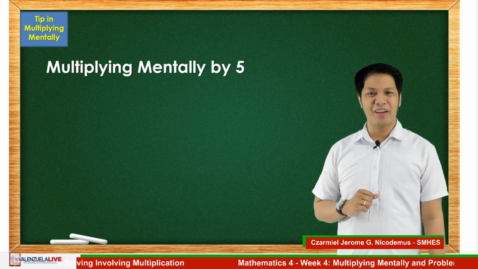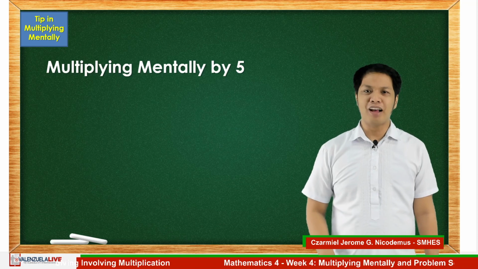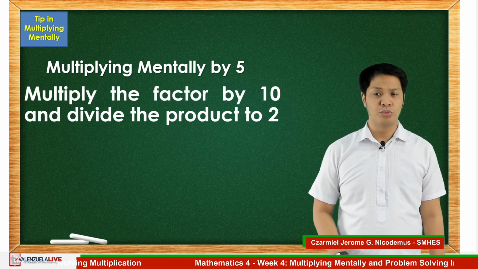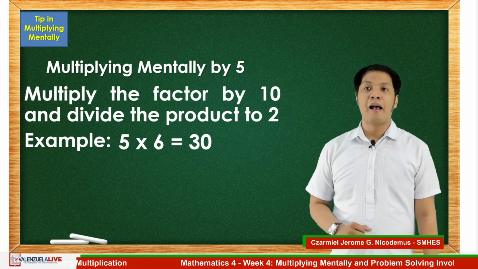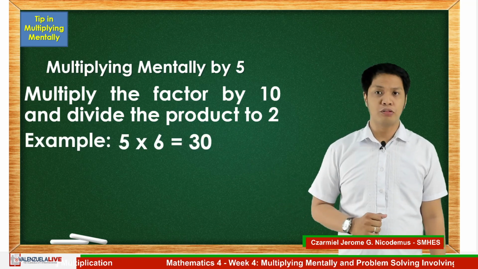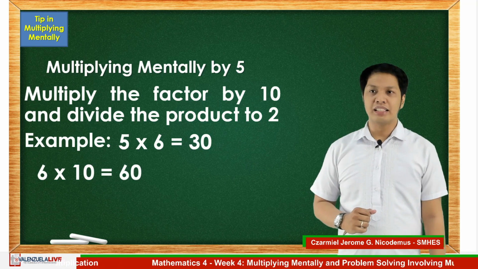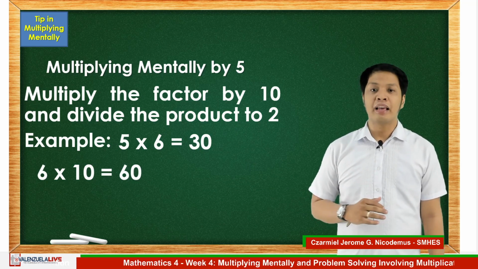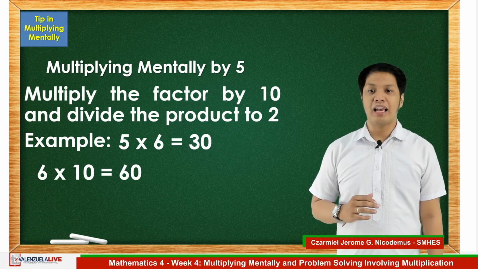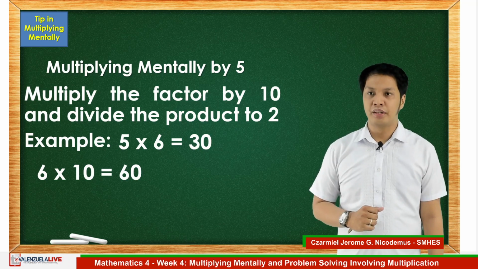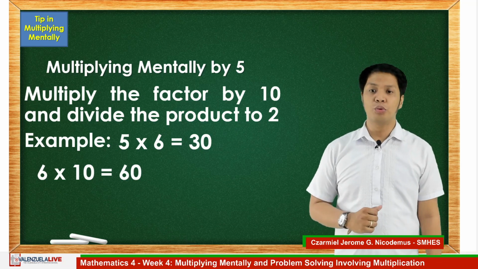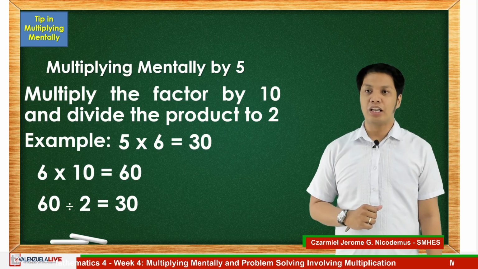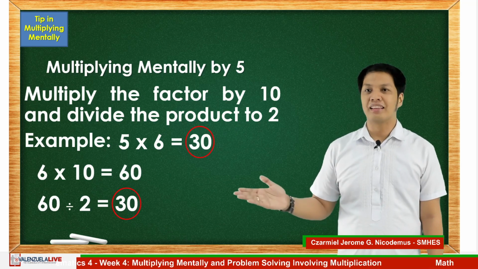Multiplying mentally by 5. Multiply the factor by 10 and divide the product by 2. For example, 5 times 6 is equal to 30. 6 times 10 is equal to 60. If we multiply any number by 10, we just add 0 at the end of the number. So 6 times 10 is equal to 60. 60 divided by 2 is equal to 30. We can get the same result.